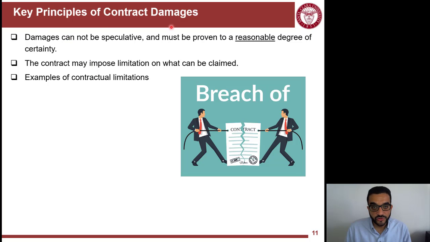So some key principles about contract damages here. They cannot be speculative. They need to have some reasonable degree of certainty. So I cannot just claim, cannot leave it open, cannot make people speculate what type of damage. It has to be documented and reasonable, with some reasonable degree of certainty.